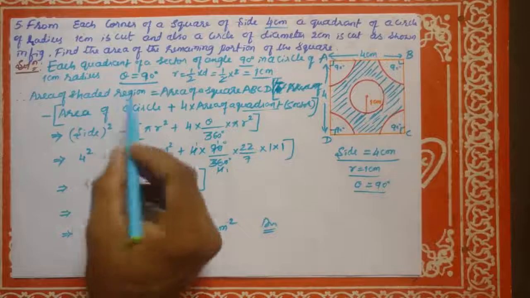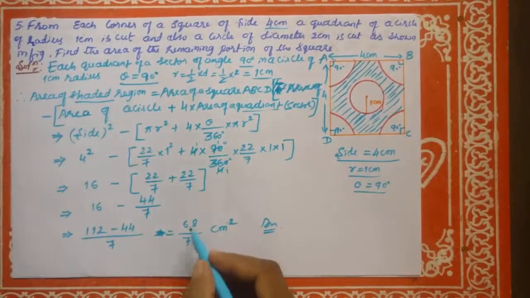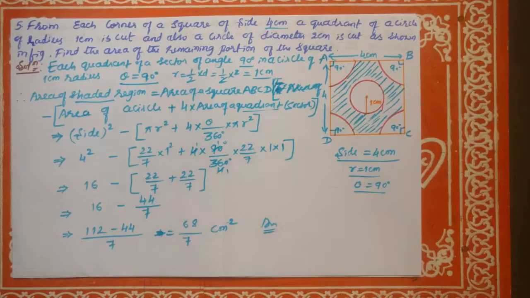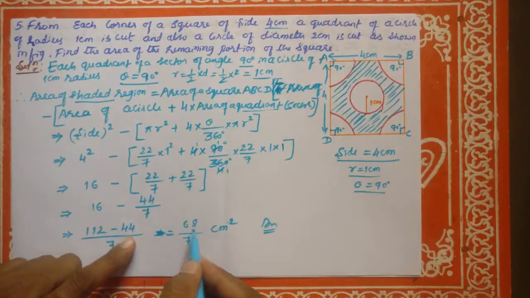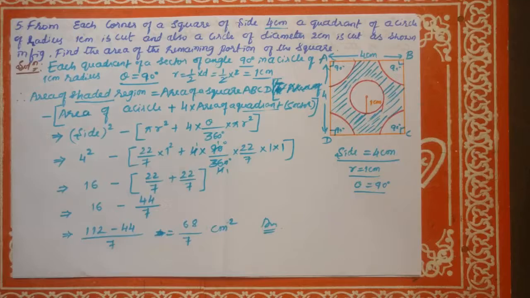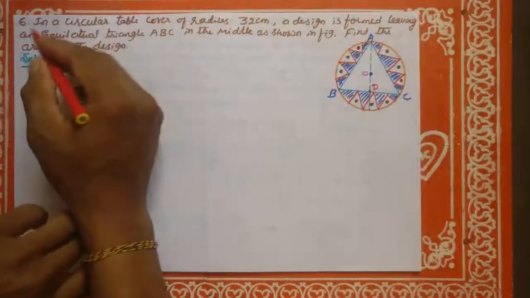Therefore, area of a shaded region is equal to 68 divided by 7 square centimeter. Okay, we do a subtraction correctly. There are 12 minus 4 which is equal to 8, and remaining here 10, 10 minus 4 which is equal to 6. Let us discuss about 6th question.